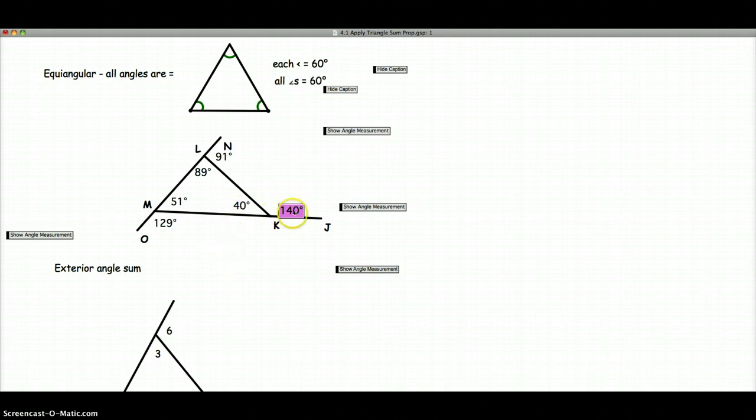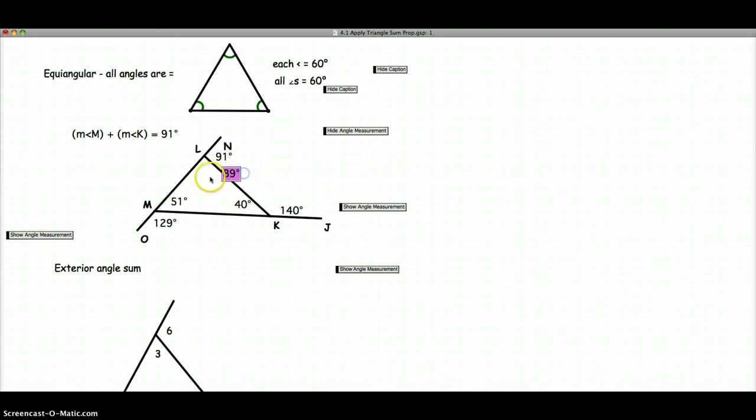Now, with that being said, our whole triangle equals 180 degrees. So let's take a look at this. Actually, let's do it this way because it's going to match our caption. Let's take the 89 out of the equation. What do these two angle measures equal? Well, 51 plus 40 is 91. So you can say that the measure of angle M plus the measure of angle K equals 91 degrees.